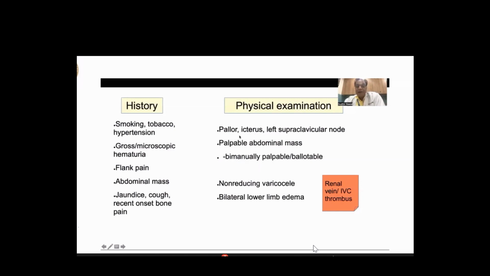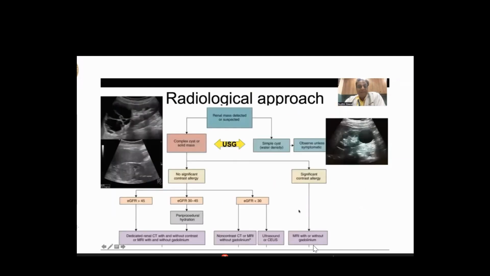Physical examination: pallor, sometimes the patient can have anemia. Icterus can occur in advanced disease, but one should always look for supraclavicular lymph nodes if they are enlarged, because they get involved frequently. Palpable abdominal mass, as I have told you, bimanually palpable, ballotable, and non-reducing varicocele. This is another very important sign, especially on the right side. If you see any young patient with a right-sided varicocele, you must do an ultrasound abdomen. He may have a kidney tumor or an IVC thrombus or something else. Then bilateral lymphedema can occur in patients who have advanced disease.